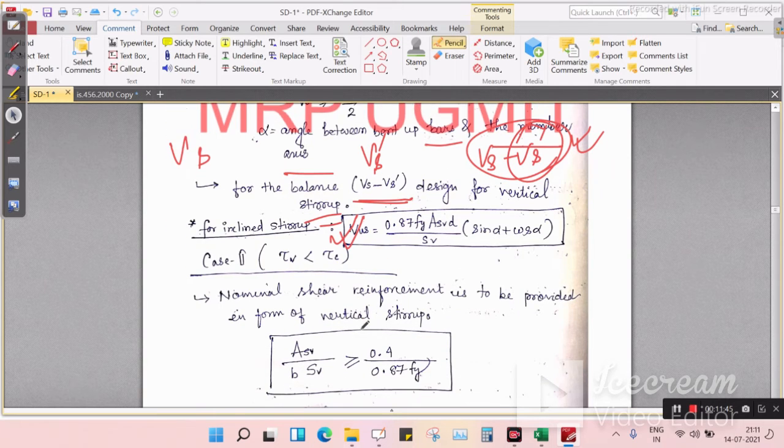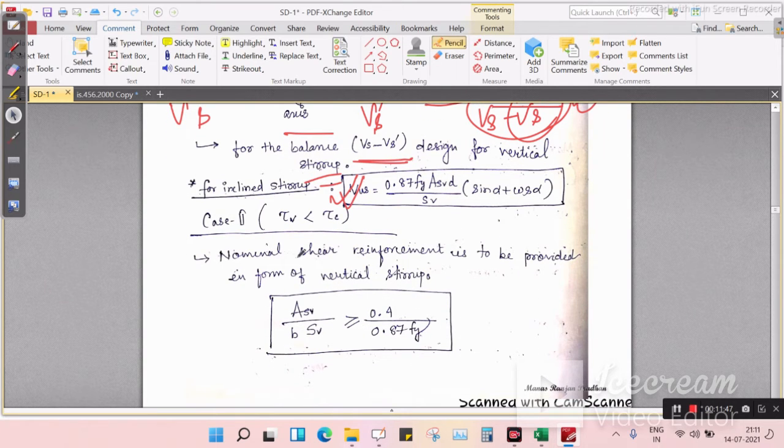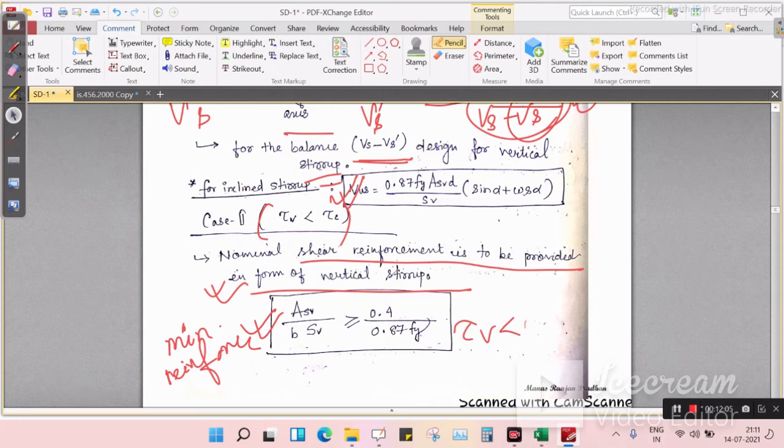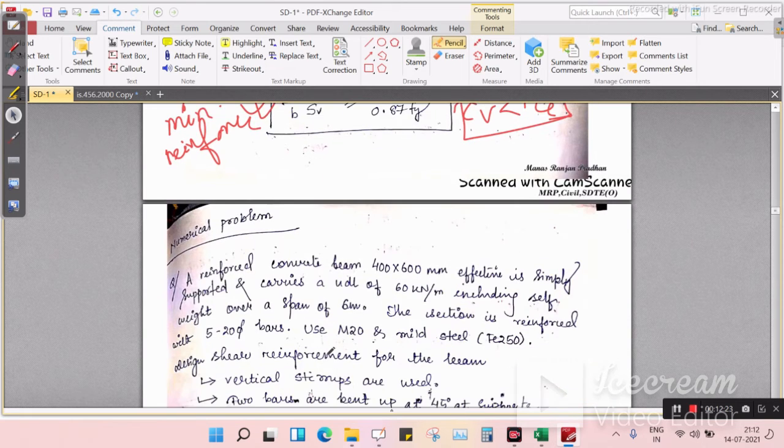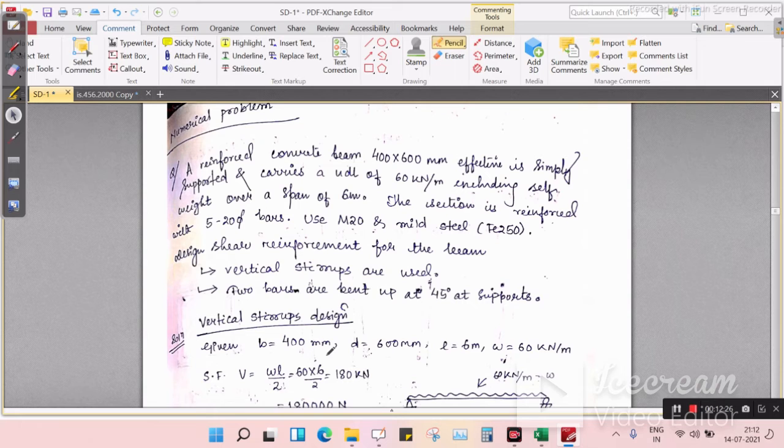Okay. So for case 2, when tau V is less than tau C, nominal shear reinforcement is to be provided in the form of vertical stirrups. The formula is this. So we have to check minimum reinforcement if tau V is less than tau C. If tau V is greater than tau C, we can provide vertical stirrups, inclined stirrups, or bent up bars as discussed earlier. So this is our numerical problem.